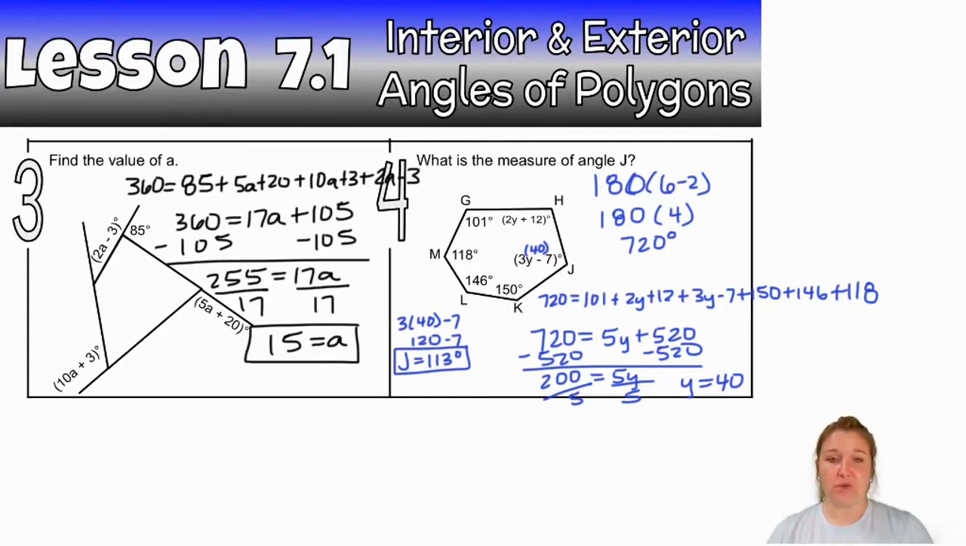So we have a couple of theorems going on here. We have the interior angle theorem, which is 180 times the number of sides minus 2. And then we have the exterior angle theorem, which says all of the exterior angles are going to add up to be 360. So that's it for these two angle theorems. We're going to continue looking at polygons, and more specifically quadrilaterals, as we move forward.